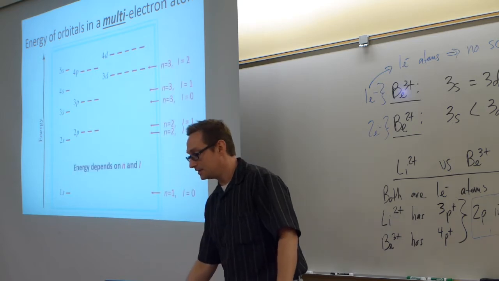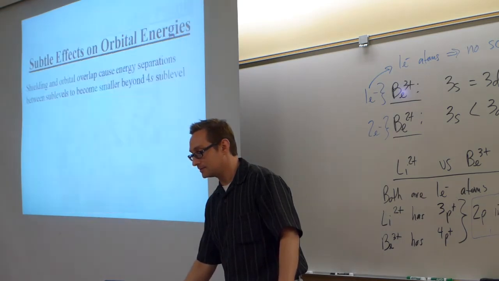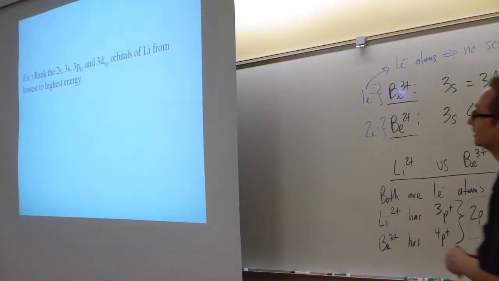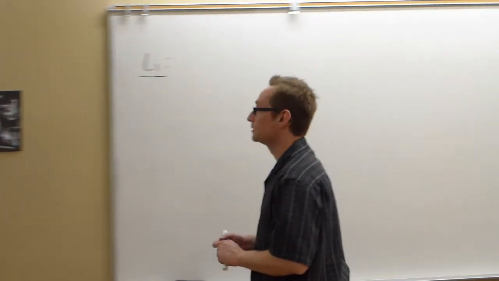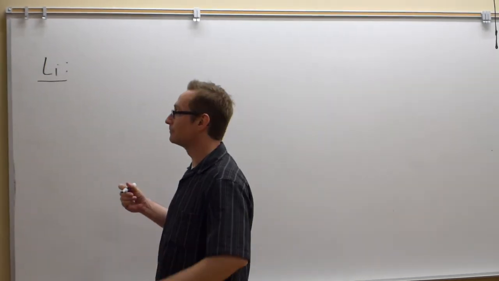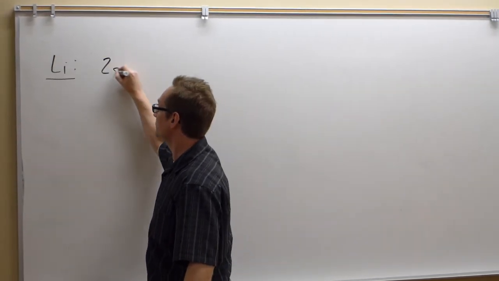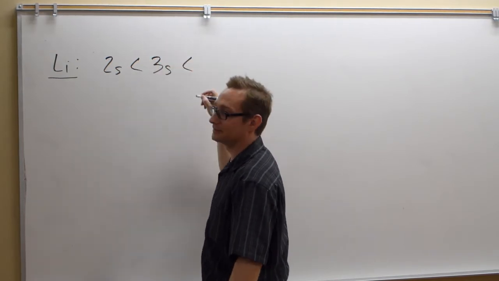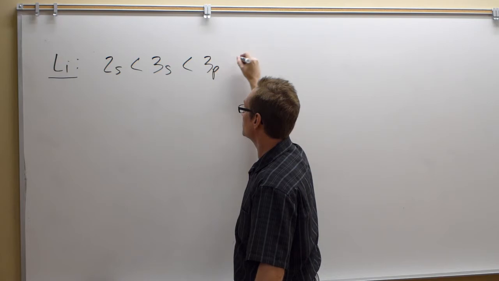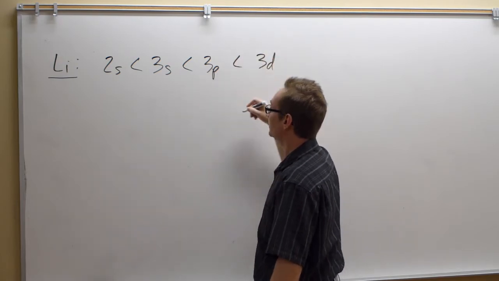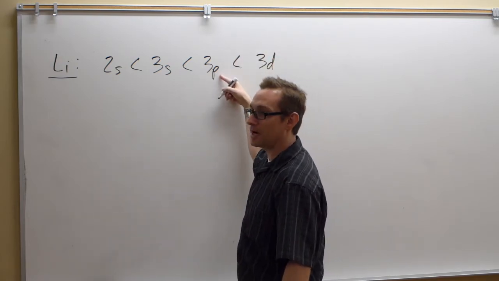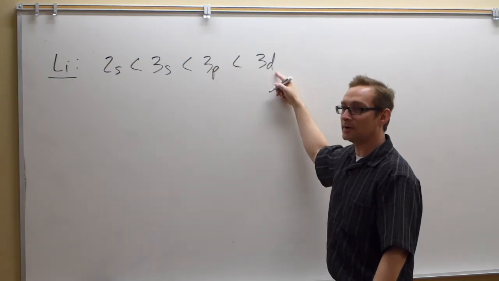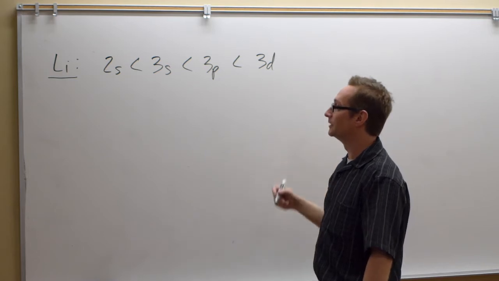Okay, so go back to this. This should be pretty easy. What's the order? Yeah, 2s is lower than 3s, which is lower than 3p, which is lower than 3d. Does it matter if it's x, y, or z here? For this, it doesn't.